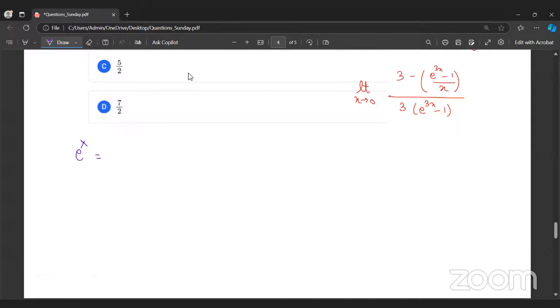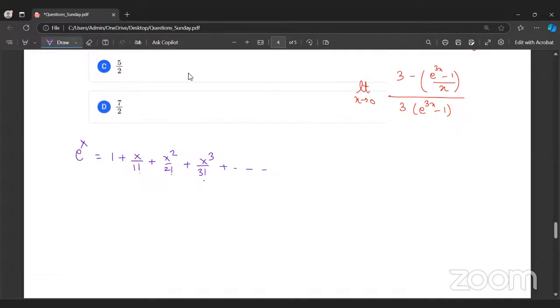No one remembers. Vignesh, Gayatri, tell. It is 1 plus x by 1 factorial plus x square by 2 factorial plus x cube by 3 factorial and so on. Right?